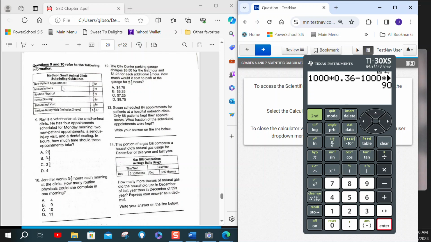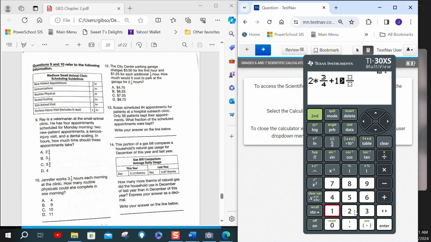Okay, so we had 2 new patient appointments. So that's 3/4 hours. Let me clear this out. So we have 2 times N over D, and that's 3/4. 3, 4, right arrow. Okay, so that would take care of those 2 appointments. 2 new patient appointments, a serious injury appointment, so we'll put plus. A serious injury visit. So that's 1 1/4. So that'll be second N over D.